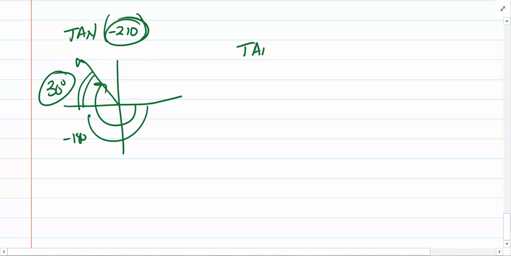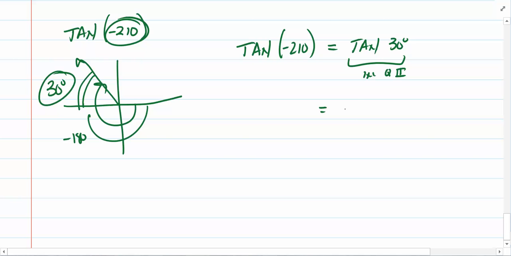So the tangent of negative 210 is the same thing as the tangent of 30 degrees, but in quadrant 2. What's the tangent of 30 degrees? It's root 3 over 3, but in quadrant 2, are tangents positive or negative? Negative. Very good. So the tangent of negative 210 is negative root 3 over 3.